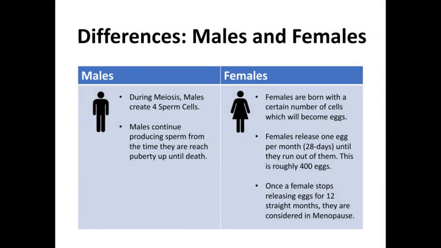So the differences between males and females. During meiosis, males create four sperm cells. Males continue producing sperm from the time they reach puberty until death. Females will release one egg every 28 days until they run out. So again, roughly they will have 400 eggs. Once a female stops releasing eggs for 12 straight months, they are considered to be in menopause.